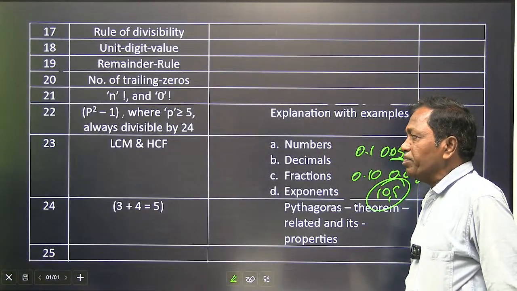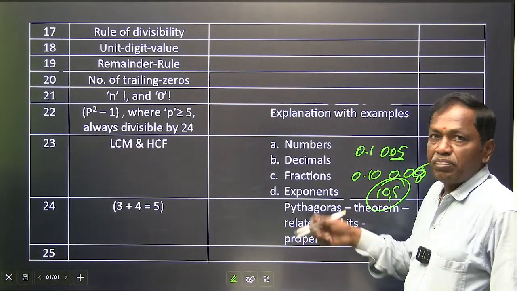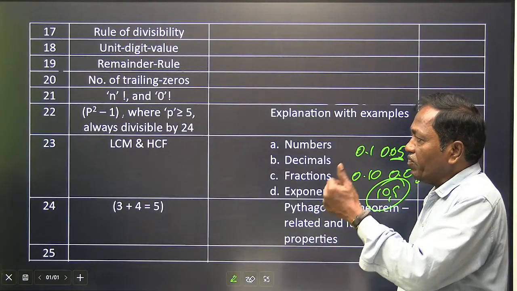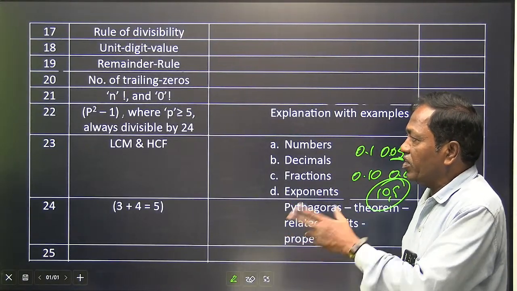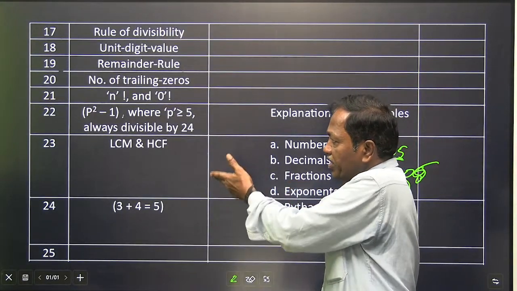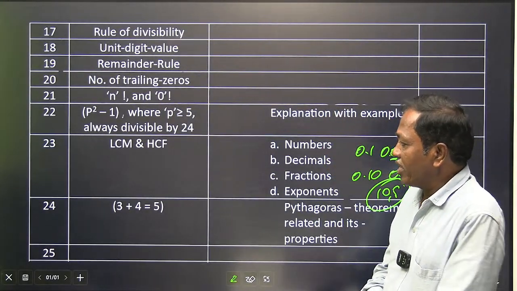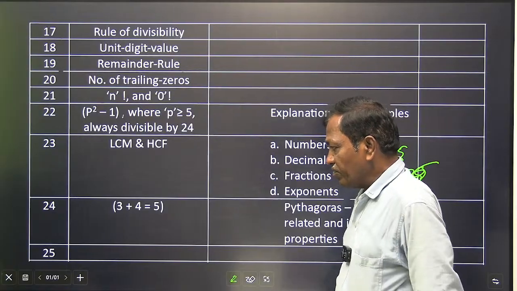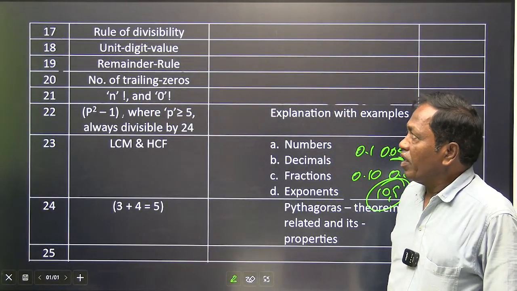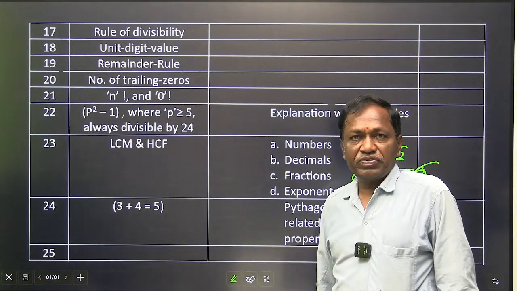how to find LCM and HCF? Exponents and powers, like 2 to the power of 3, 3 to the power of 7, and 7 to the power of 11: how to find LCM and HCF? Those can be discussed in the upcoming regular classes with a lot of details. Okay, I'll wrap up the program. Thank you all. I wish you good luck, everyone.